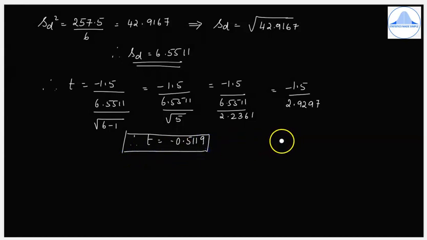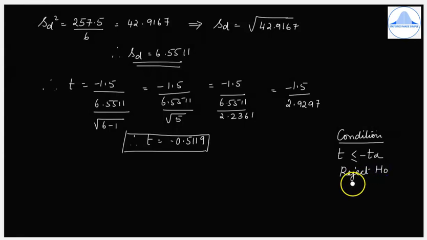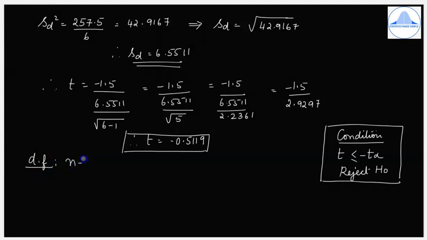Now remember that this test is a left-tailed test. So what is the condition which we have to use? That I will write it at the side. So the condition is you should check whether T is less than or equal to minus T alpha. So if this condition is satisfied at alpha level of significance for n minus 1 degrees of freedom, then we will reject H0, otherwise we will accept H0. So now let us find out the degrees of freedom, which is n minus 1, which is 6 minus 1 is equal to 5.